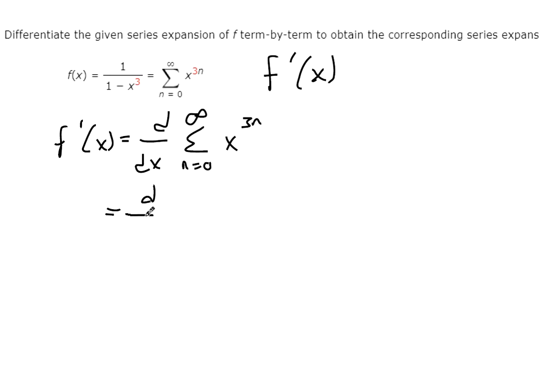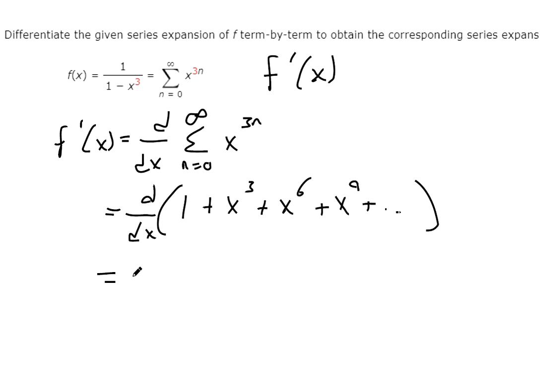So if we do that, the derivative with respect to x of x to the 3n, the first term, if you plug in n equals 0, you get 1. If you plug in n equals 1, you get x to the 3rd. If you plug in n equals 2, you get x to the 6th. Plug in n equals 3, you get x to the 9th, etc.